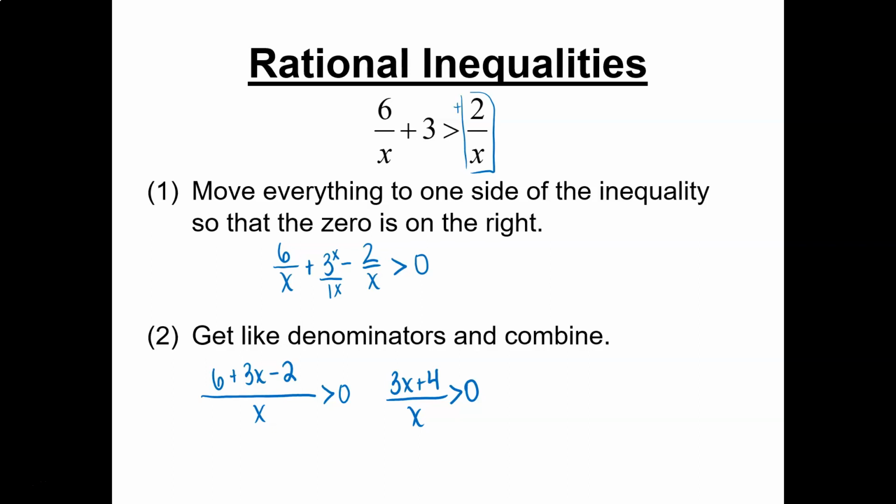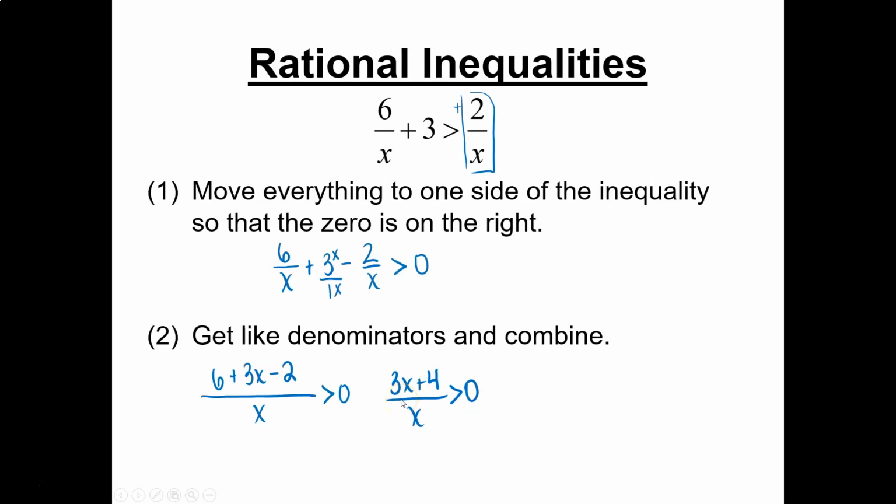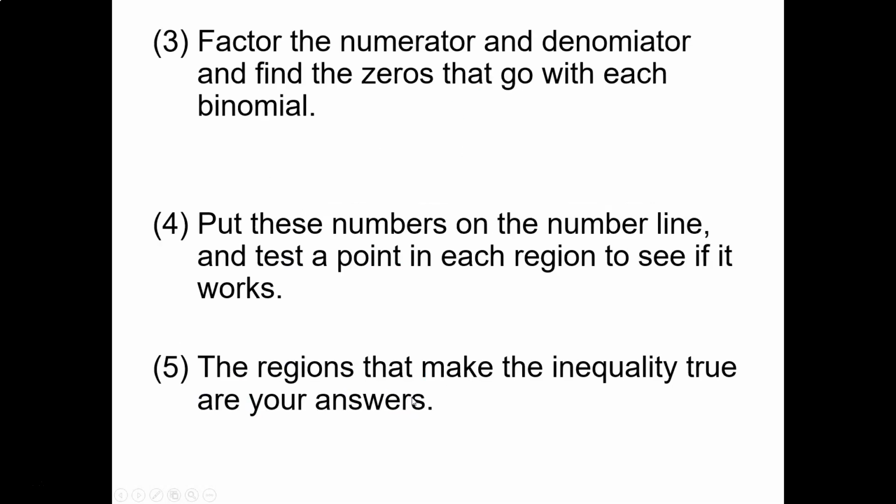Okay. Everybody okay here? All right. Now we have the problem looking like it looked yesterday. We have one fraction, and we have greater than or equal to, or less than or equal to 0. So now the steps are the same as what we were doing yesterday. We're going to factor the numerator and denominator and find the zeros that go with each binomial.